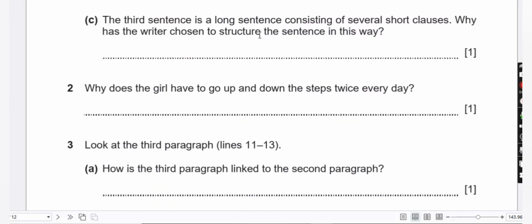The third sentence is a long one. It consists of several short clauses. Why has the writer chosen to structure the sentence this way? Okay, let's check. I'm after a reason. You have to make sure that you fully understand the question, or what you are after. Here in this question, why the writer has chosen the structure to be this way.